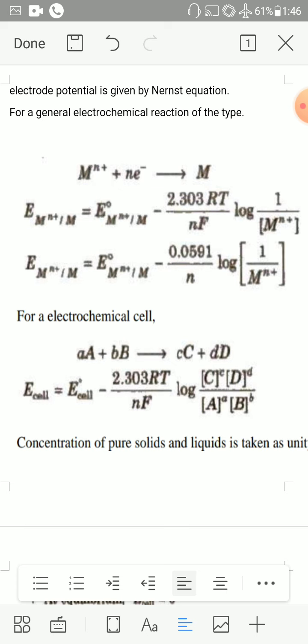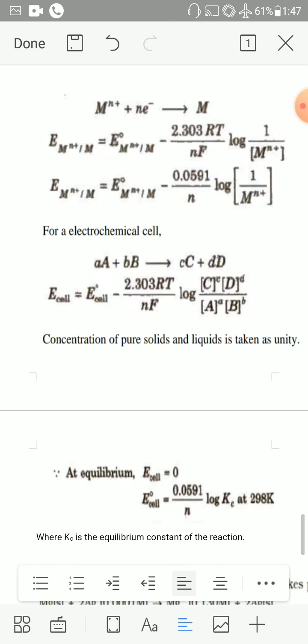For this type of cell reaction, you can write E cell is equal to E0 cell minus 2.303 RT by nF log concentration of the product C to the power small c into concentration of the product D to the power small d divided by concentration of reactant A to the power small a into concentration of B to the power small b, that is log concentration of product divided by concentration of reactant. Okay, this is the Nernst equation.